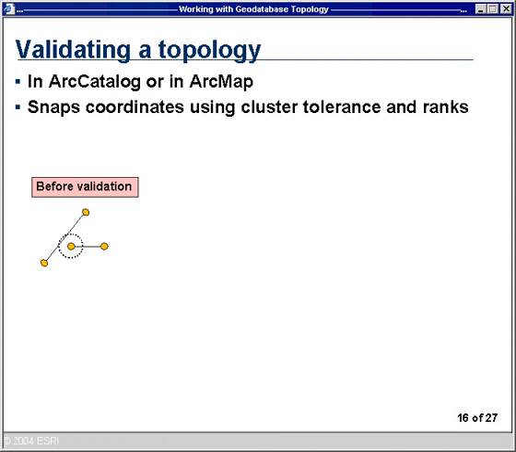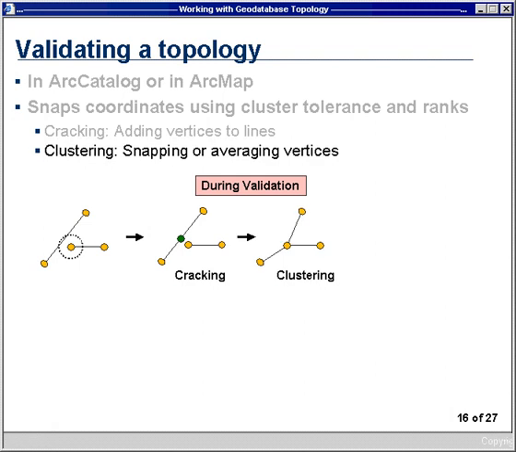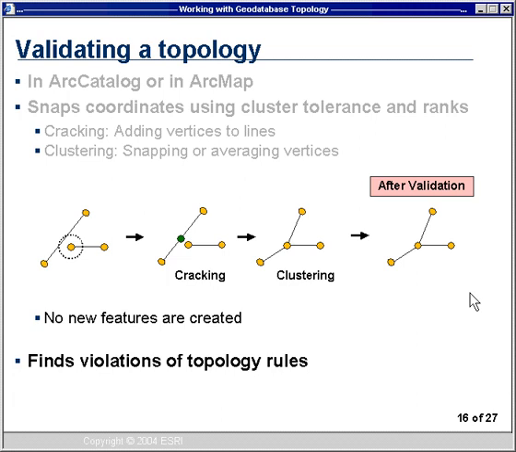So let's take a look at what actually happens during validation. Before validation, we have the line right here that has a cluster tolerance around its endpoint, and it's within the cluster tolerance of this other line. So what happens is there's a crack point made on the closest location to that other line, and the cracking is the adding of vertices to the line. And then the clustering process happens, which is snapping or averaging vertices. In this case, it looks like the ranks are equal, so the crack point of that line snapped to the other line that we have here, the horizontal line. And then the final result, after validation, would look like this.